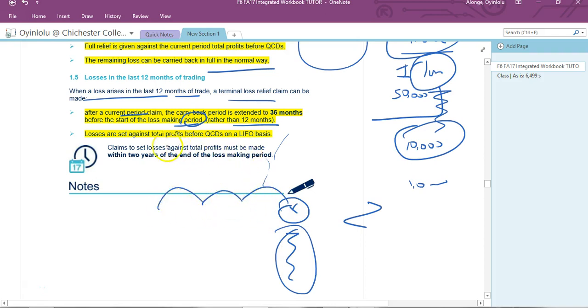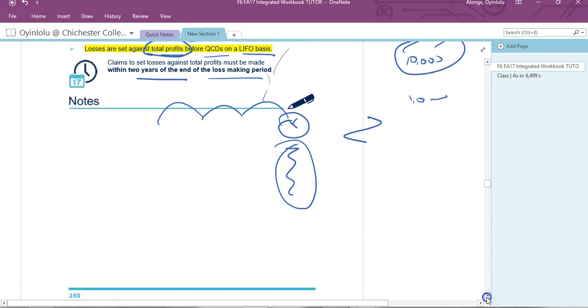Last in, first out. Losses are set against total profits before QCDs on a last in, first out basis. So the first difference with your sole trader was that you can set it against total profit. If you remember, with your sole trader, you could only set those losses against their trading income. Here you can set against total profits before QCDs. And this must be made within 2 years of the end of the loss-making period. So you do have some time to make the claim.